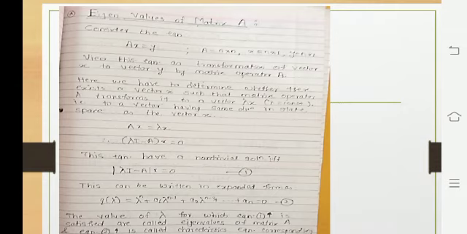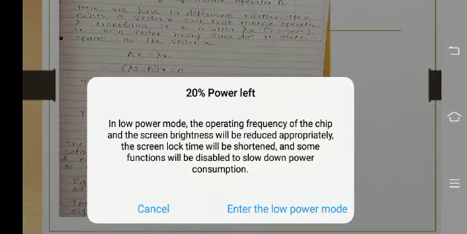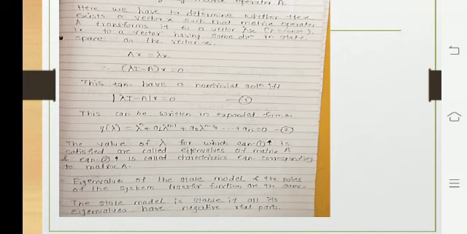This equation has a nontrivial solution if and only if the determinant of (lambda I minus A) is equal to 0. From this equation we have to calculate the values of lambda. This can be written in the expanded form as q(lambda) = lambda^n + a1 lambda^(n-1) + a2 lambda^(n-2) + ... + an = 0.